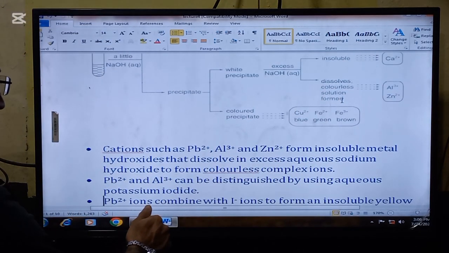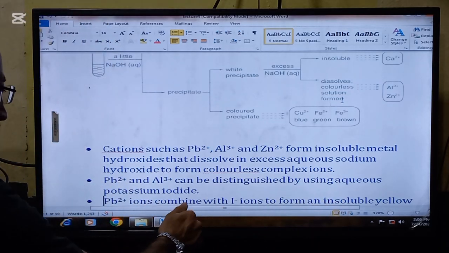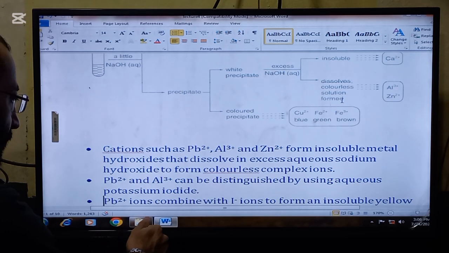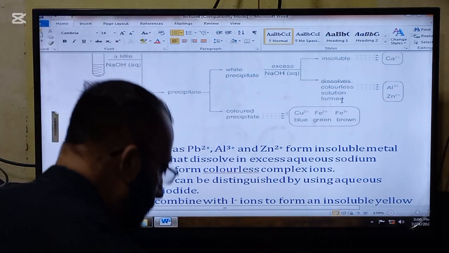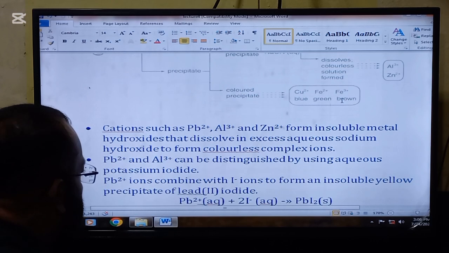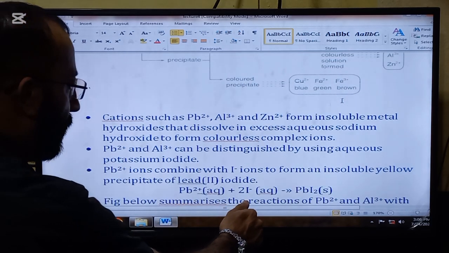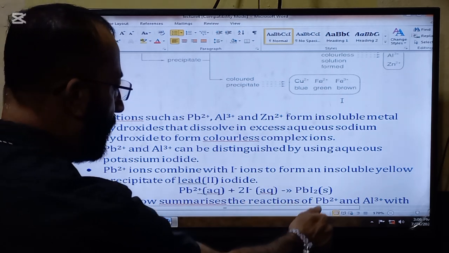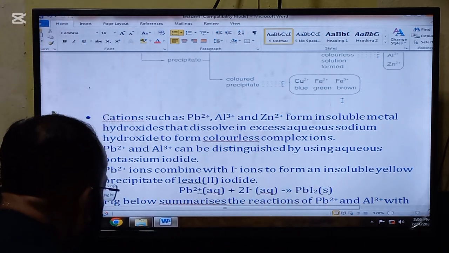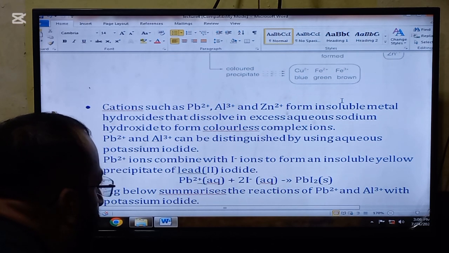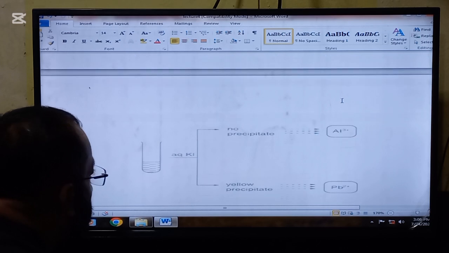Pb2+ and Al3+ can be distinguished by using aqueous potassium iodide. Pb2+ ions combine with I- ions to form an insoluble yellow precipitate of lead iodide, that is Pb2+ + 2I- forms lead iodide, which will be a yellow precipitate. The figure below summarizes the reactions of the lead and aluminium ions with potassium iodide.